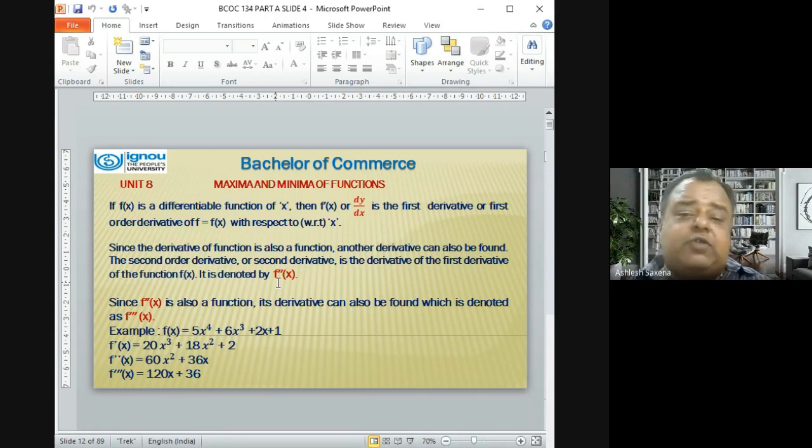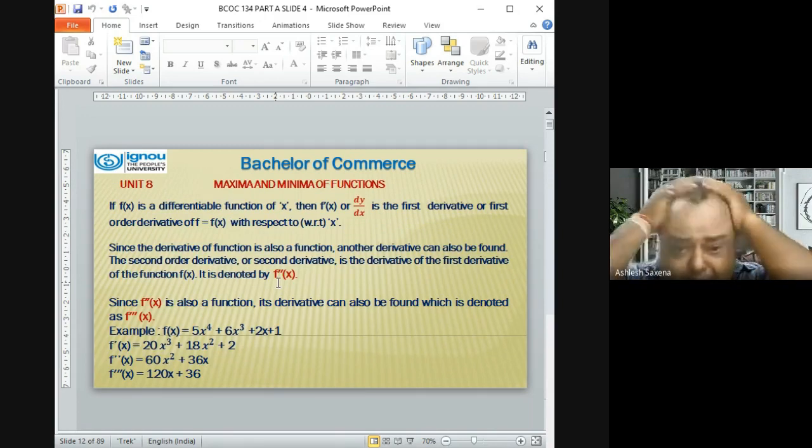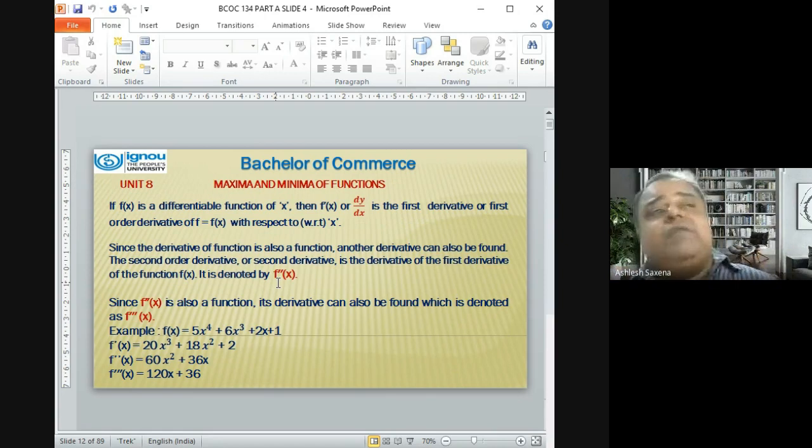Now we move to unit 8. Here you have to be careful because we will be finding the first derivative, second derivative, and third derivative. Now, how to represent the first derivative, you know it, dy by dx. The second derivative is d square y upon dx square.